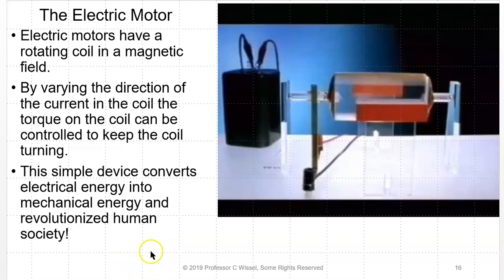Now, this is the basis of an electric motor. I'm not sure if this will work or not. Last time I had some trouble getting the sound to work well, but I'll try really hard to make sure it works.